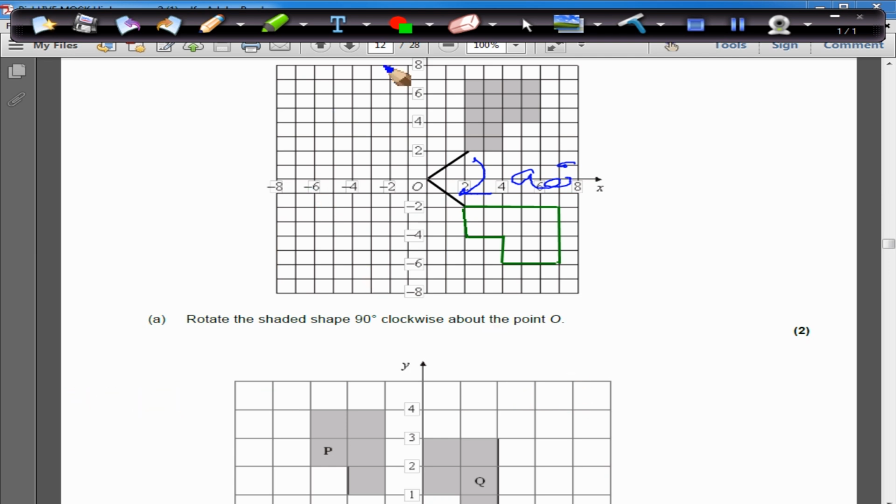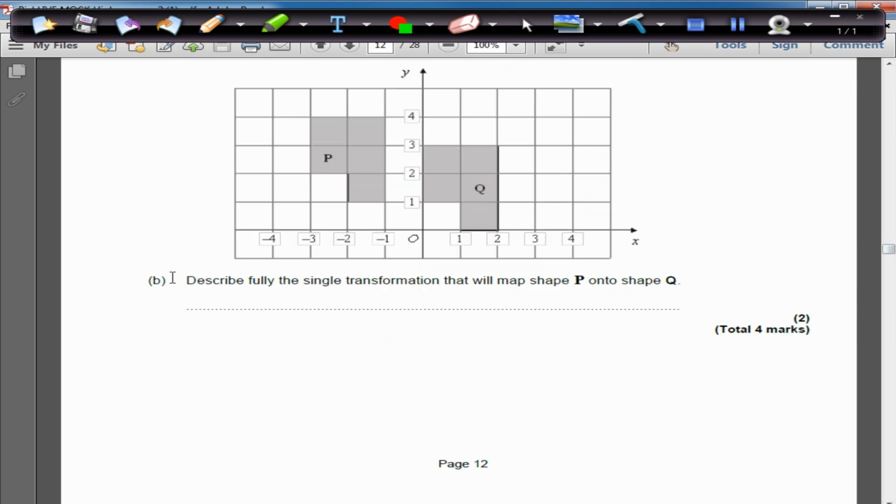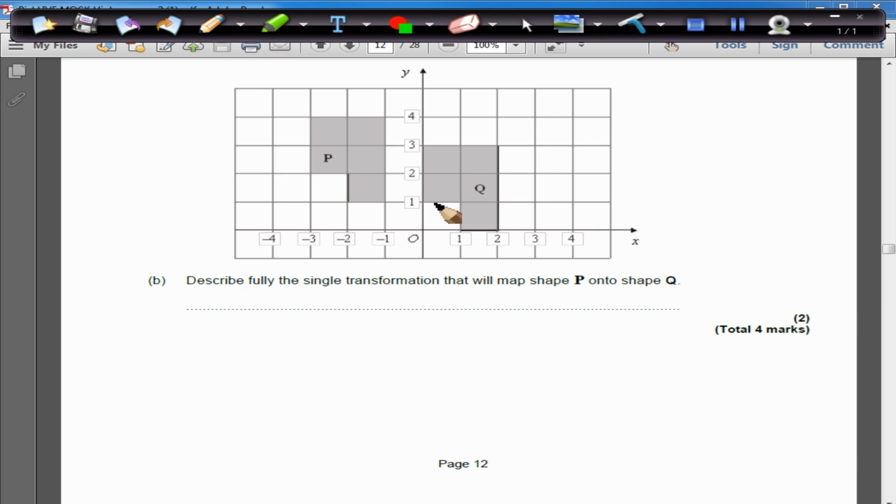Okay, next question. You have to delete this part, folks. Move it down. Okay. Describe fully the single transformation that will map shape P onto shape Q. This is a nice question here. So shape P to shape Q.